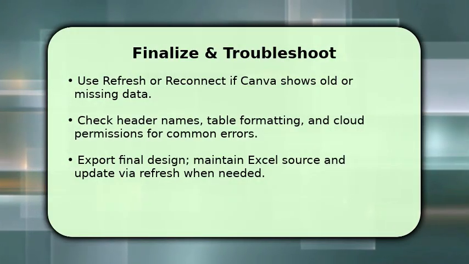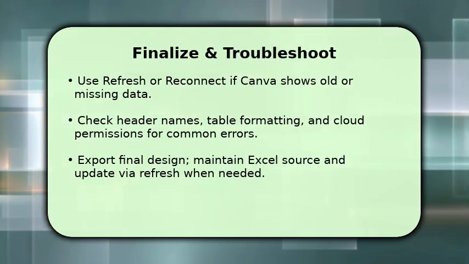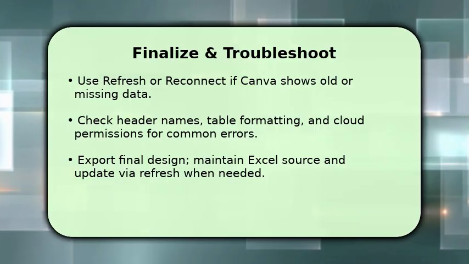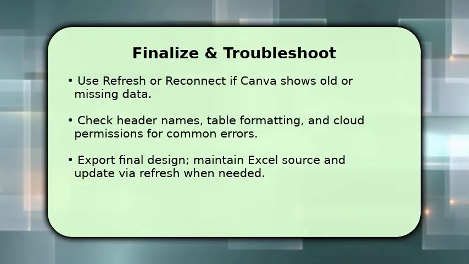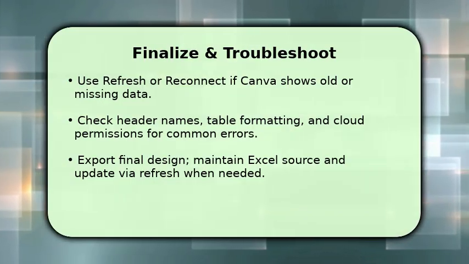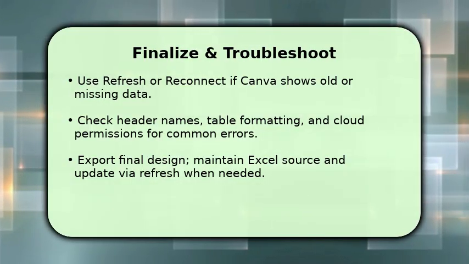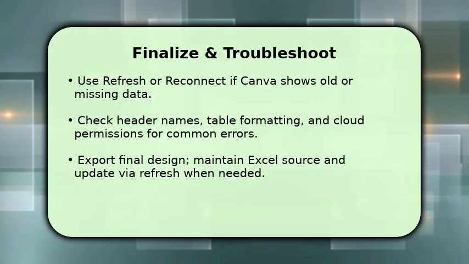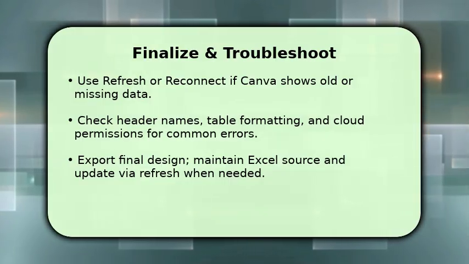If fields look wrong, reconnect the file and confirm header names exactly match the mapped fields. Canva is literal about labels. Also check cloud sharing permissions and that the Excel sheet remains a table. One quick troubleshooting tip: if data won't update, resave the source workbook to the cloud and click Reconnect in Canva. That usually restores the sync.